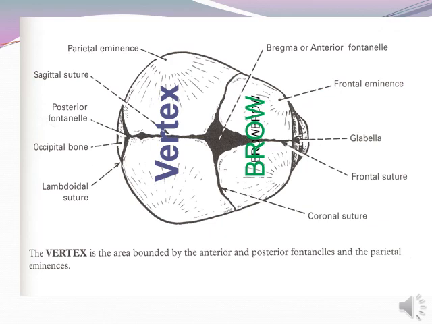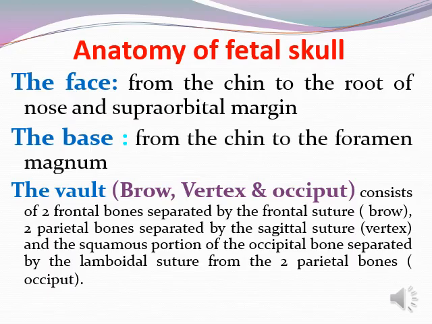As you can see, this is the vertex, which means the area bounded by the anterior fontanelle and the coronal suture, the posterior fontanelle and the lambdoidal suture, and two imaginary lines passing through the parietal eminence. Regarding the anatomy, the skull could be divided into face, base, and vault, and the vault is divided into brow, vertex, and occiput.